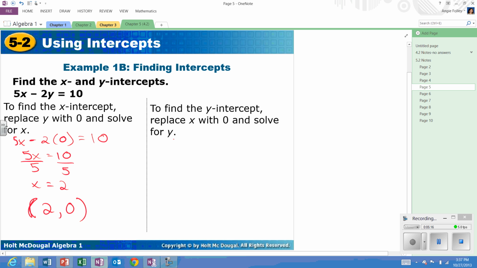For our y-intercept, we're going to plug 0 into x, so 5 times 0 minus 2y equals 10. The 5 times 0 goes away, and we're left with negative 2y equals 10. Divide both sides by negative 2, and y equals negative 5. So our y-intercept is (0, -5). Remember, whatever intercept we're finding, the other coordinate is 0.